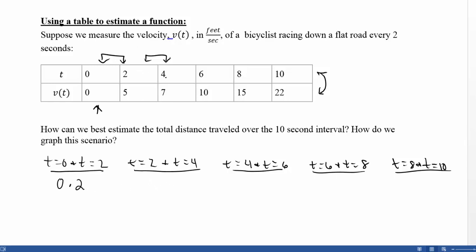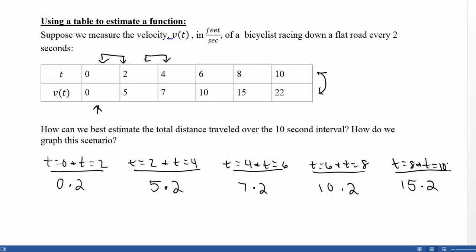From time equals 2 to time equals 4, again, I'm going to pick the rate on the left. So rate times time is 5 times 2. Time equals 4 to time equals 6, I'm going to pick the rate on the left. Time equals 6 to time equals 8, again, pick the rate on the left. And time equals 8 to time equals 10, again, pick the rate on the left. So again, what I'm doing is assuming that the rate is constant for each 2-second interval so that I can use the formula rate times time.